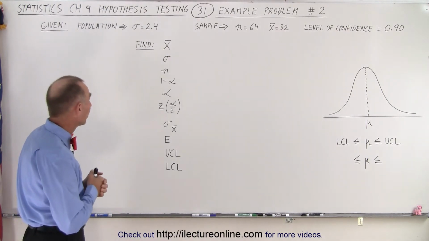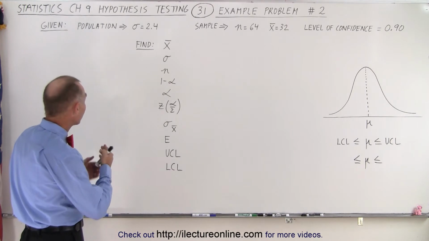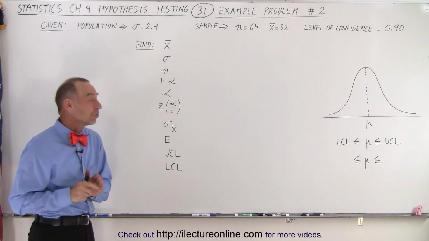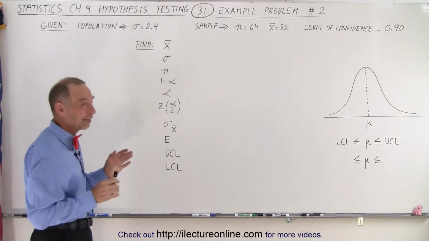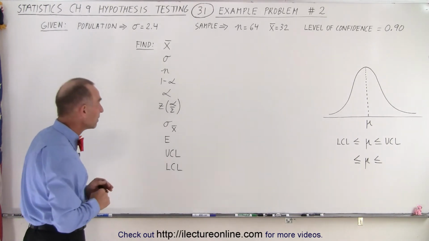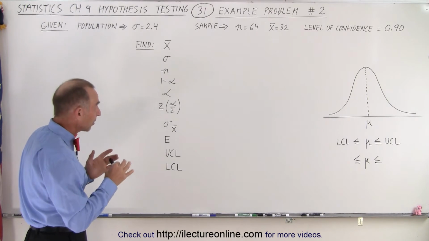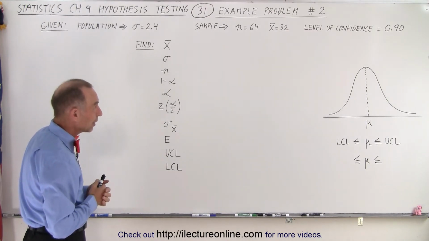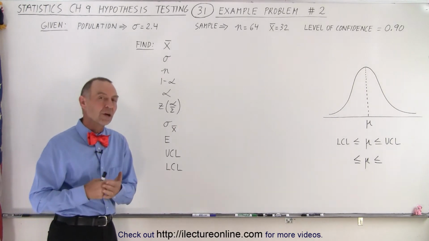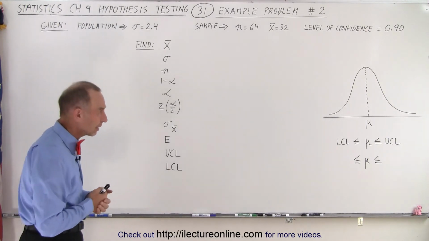Here's our second example problem that we're going to do to make sure we understand the concept in this chapter. We're given a population, but the only thing we're given about the population is that its standard deviation is 2.4. We're not given the population mean. We're given a sample. The sample size is 64. The mean of the sample is 32. And we are given a level of confidence of 0.9, 90% level of confidence.